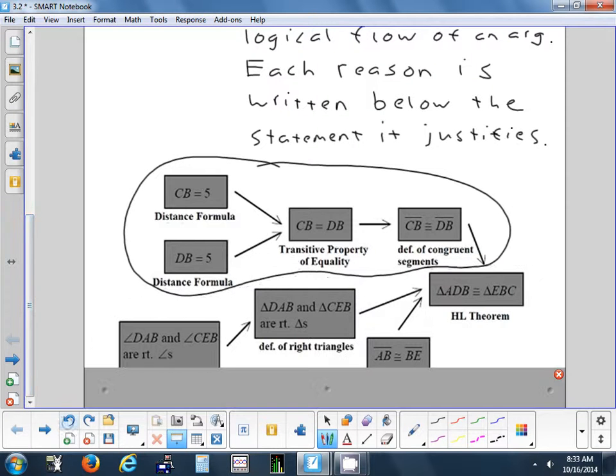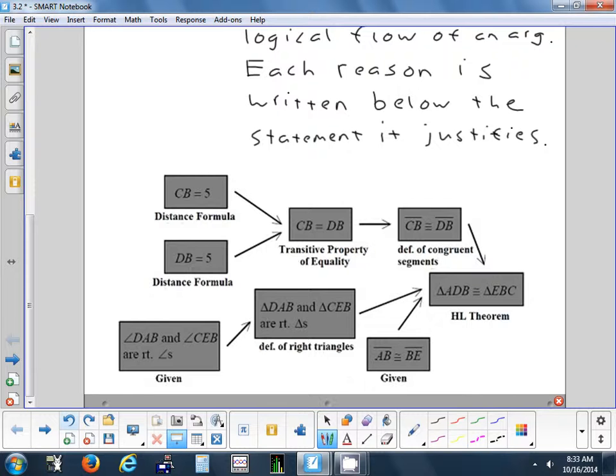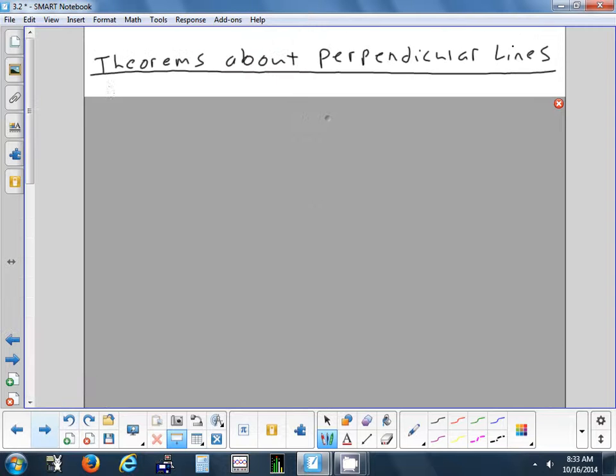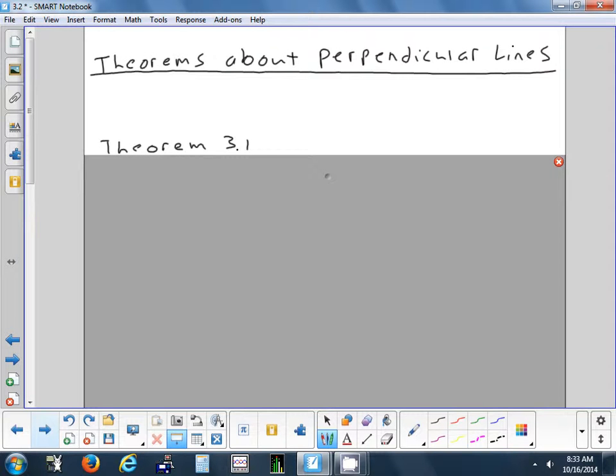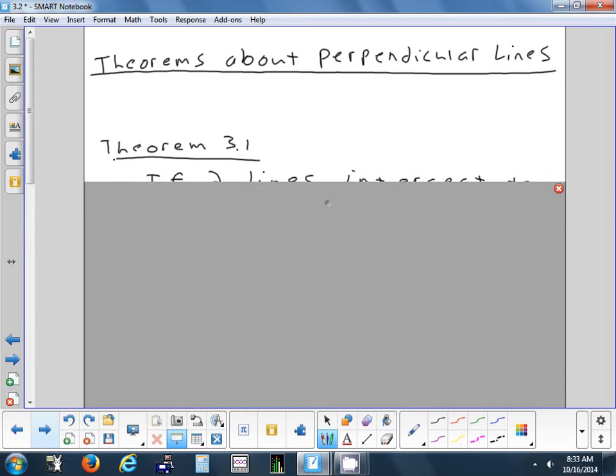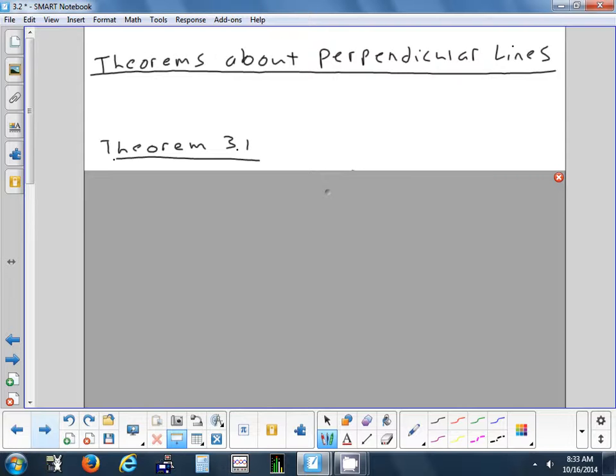So that's called a flow proof. Again, generally we're not going to focus on writing them this way, but some people like it because it's more visual. We're going to look at a few different theorems about perpendicular lines, about three of them. All of these theorems are on page 137. If you want to copy them down now, you can. If you want to go back and look at page 137, you can do that too.